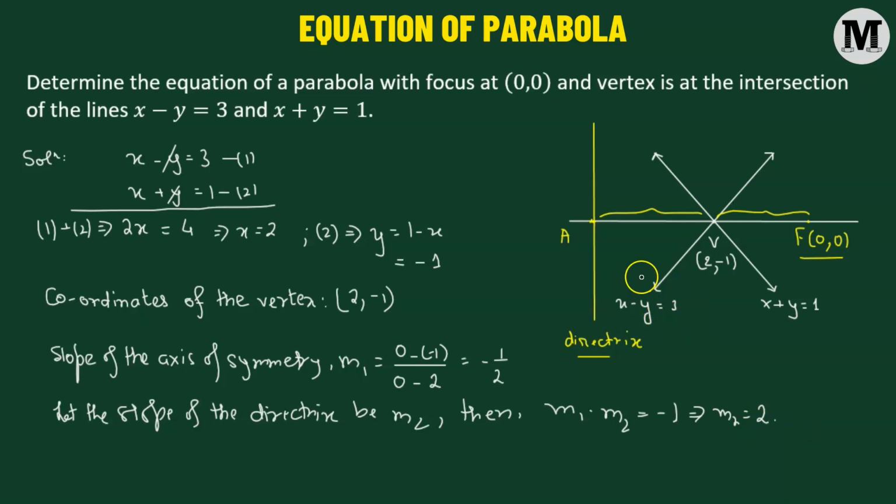Now that we have the slope of the directrix line, next we'll find the coordinates of point A. Let's call it (a, b). Here, vertex V is the midpoint of the line segment joining the points A and F. So we can use the midpoint formula.